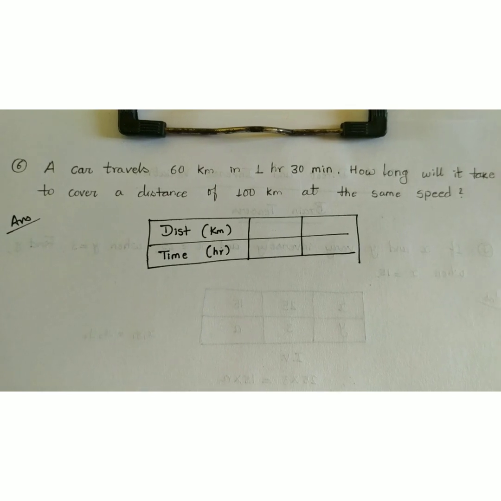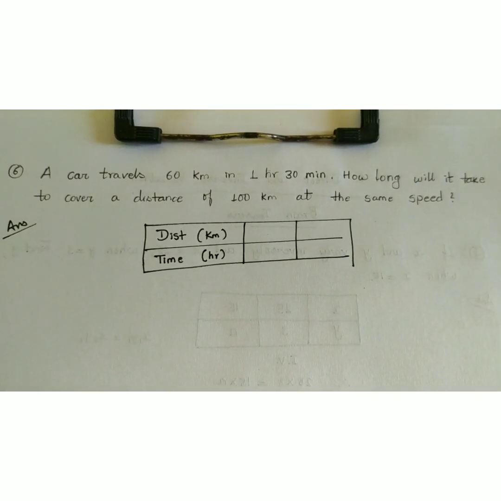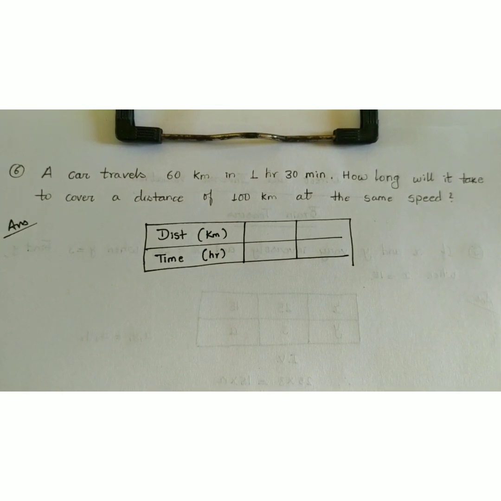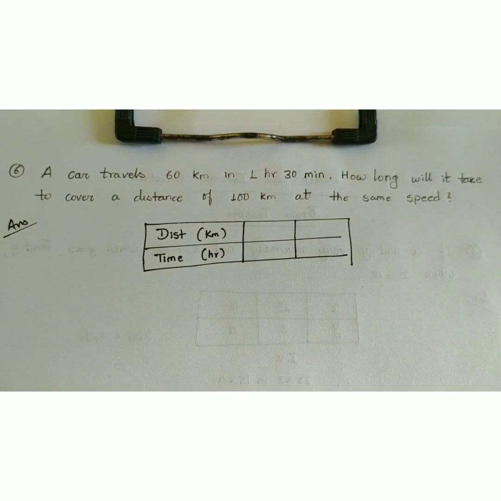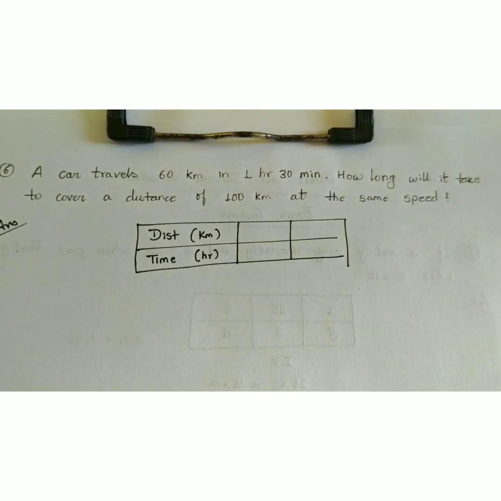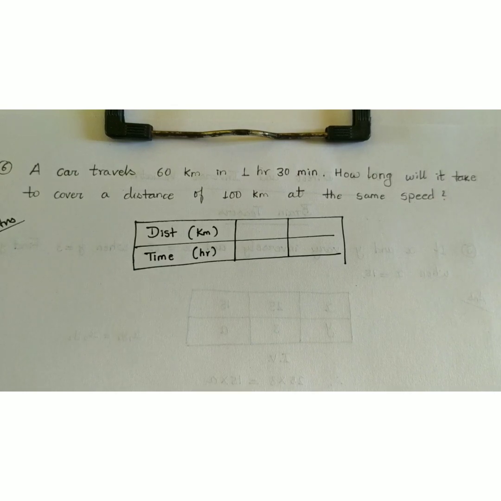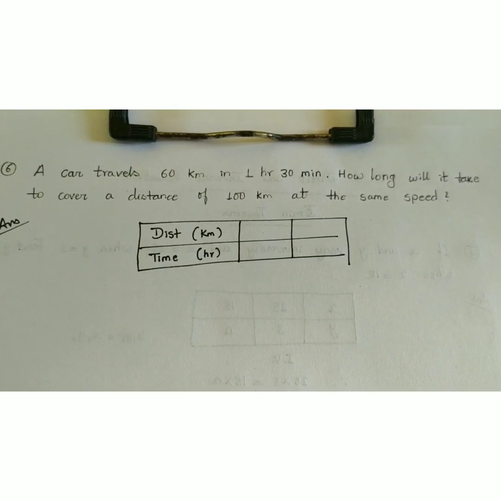Question number 6. A car travels 60 km in 1 hour 30 minutes. How long will it take to cover a distance of 100 km at the same speed? In this question we have speed as constant.